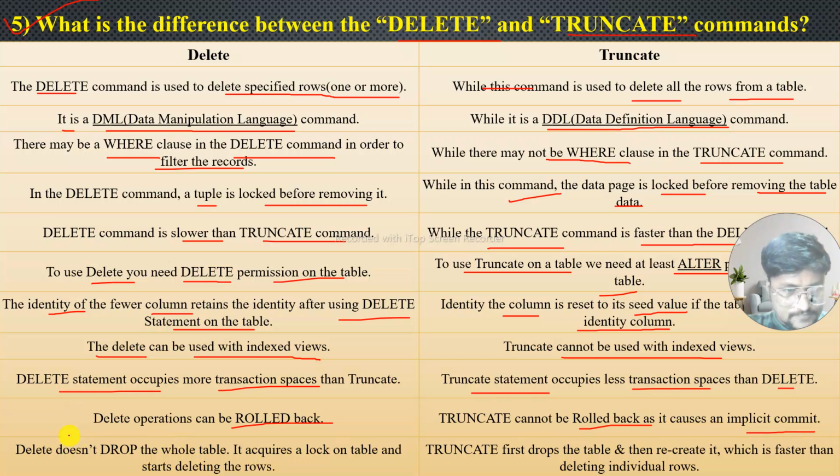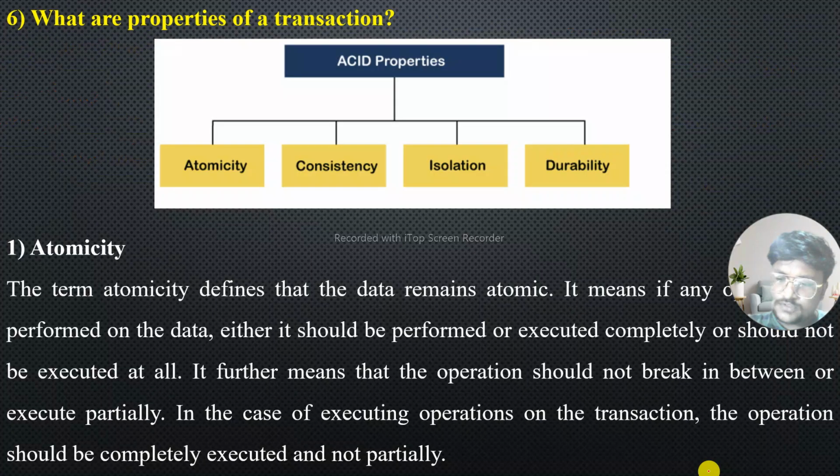Then delete doesn't drop the whole table. It acquires a lock on the table and starts deleting the rows. Truncate first drops the table and then recreates it, which is faster than deleting individual rows.